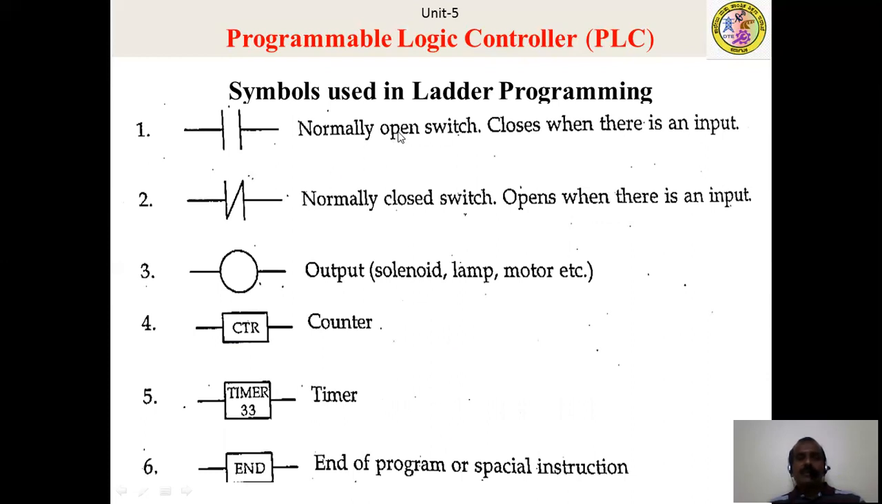The various symbols used in ladder programming are: the first symbol is the normally open switch, which closes when there is an input. The second symbol is the normally closed switch, which opens when there is an input. The third symbol is the output, which may be a solenoid, lamp, or a motor. The fourth symbol is the counter. The fifth symbol is the timer. And the sixth symbol represents the end of a program or special instruction.